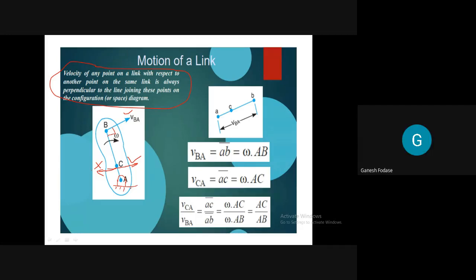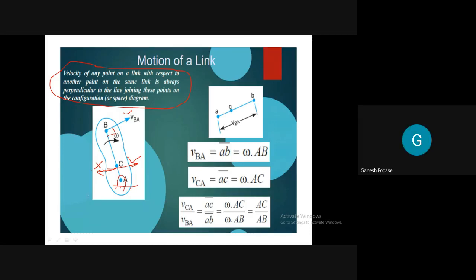Now sir, my next question: here we observe that the velocity of B with respect to A and the velocity of C with respect to A are both perpendicular to the link and in the direction of angular velocity. Second conclusion: the first conclusion is perpendicular to link; the second one is that it is always in the direction of omega, the angular velocity of that link.